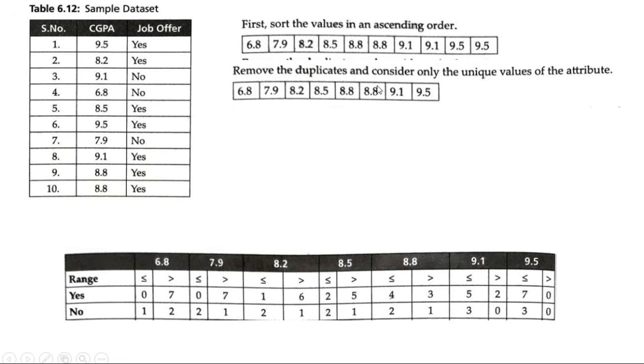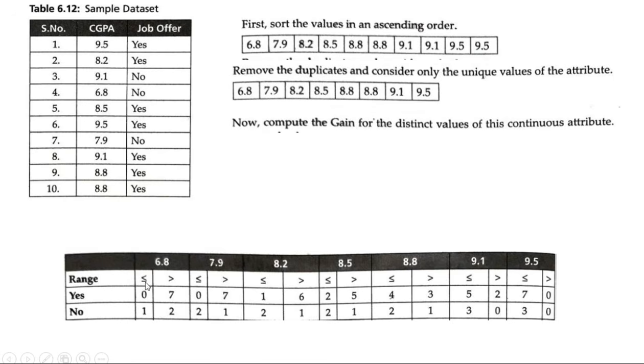9.5, 9.1, even 8.8 here has to be removed. So finally you will have a table like this. You can see the unique CGPAs I've got are 6.8, 7.9, 8.2, 8.5, 8.8, 9.1 and 9.5. Next, in the next row you write down the range, less than or equal to, greater than. Again under 7.9 you write less than or equal to, greater than. Repeat this for all the CGPAs. Next you write yes and no for all.